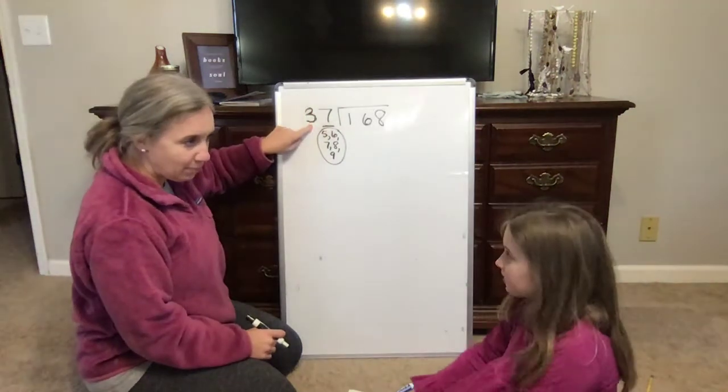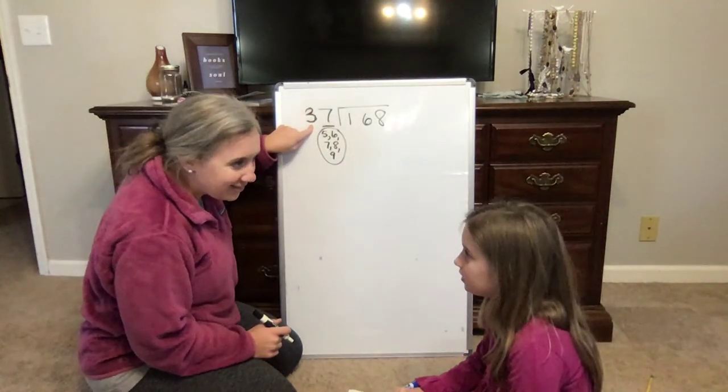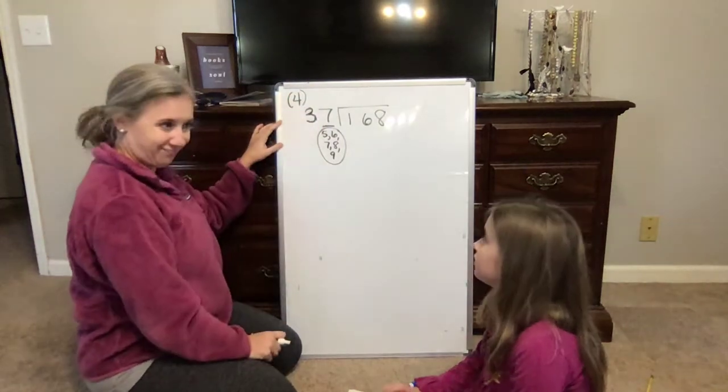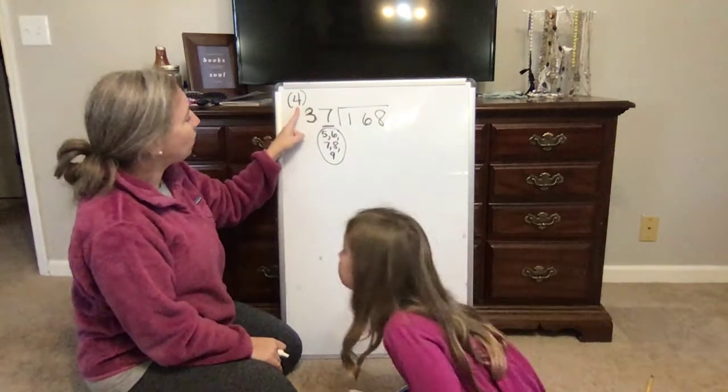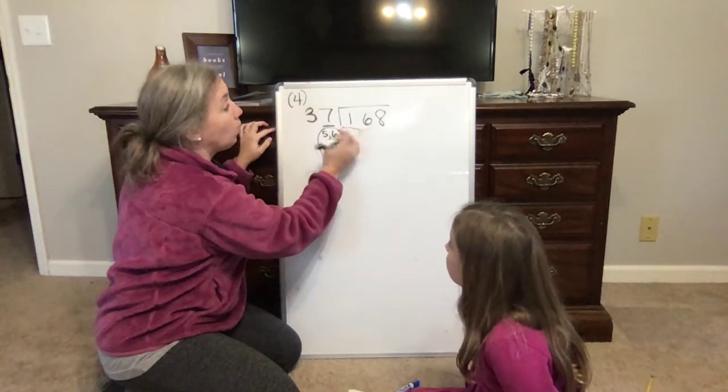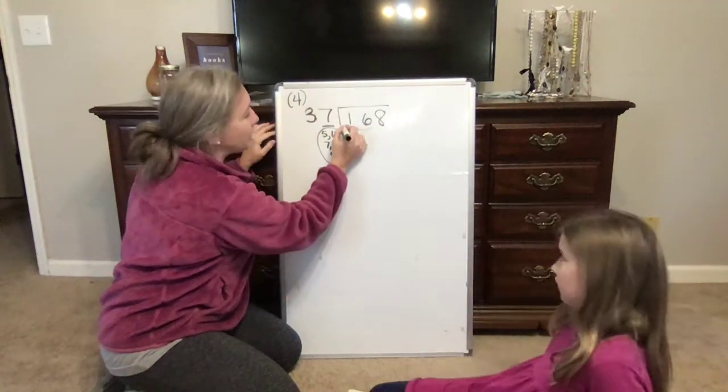You take this number and add 1. So 4. So we're going to estimate with a 4. How many times would a 4 go into a 1? It couldn't, right? So that's why we go to the next one.